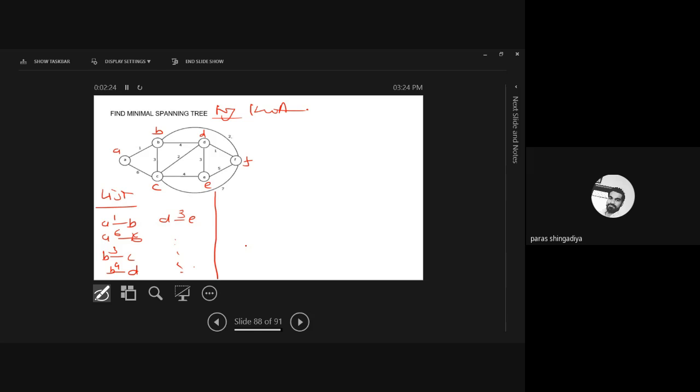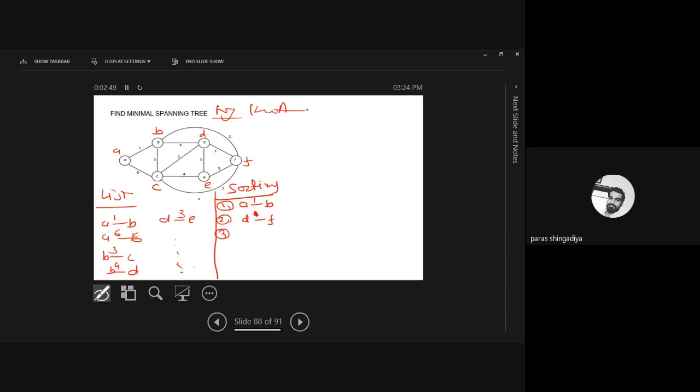Now in step 2, sorting it. इसको sort करना means arrange in the sequence wise. ठीक है. So let's arrange sequence wise, the minimum weight first, that is known as sorting. So the minimum weight is in between A to B, weight 1. Second, that is also 1, in between D to F.